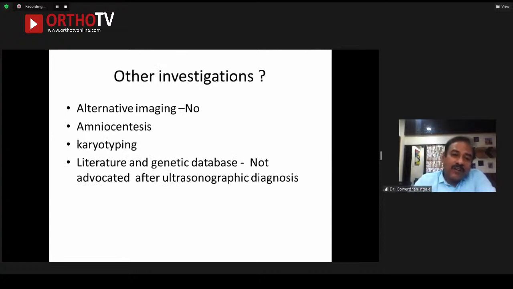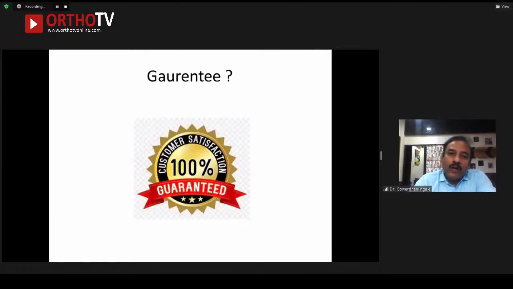Are any other investigations required? No, because alternative imaging is not required after a USG diagnosis, and the literature and genetic database have already very well proven that amniocentesis or karyotyping are not needed for this kind of problem. So having a USG diagnosis is sufficient for us, and we can go ahead.